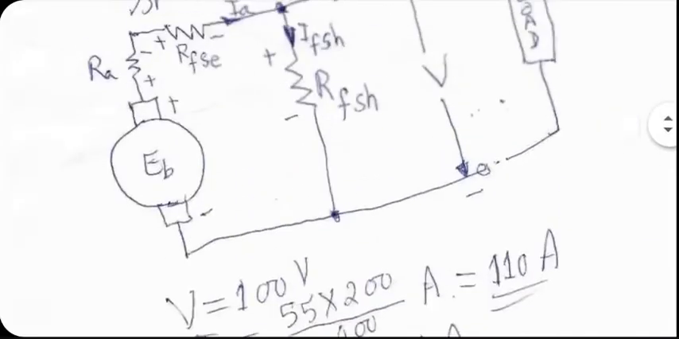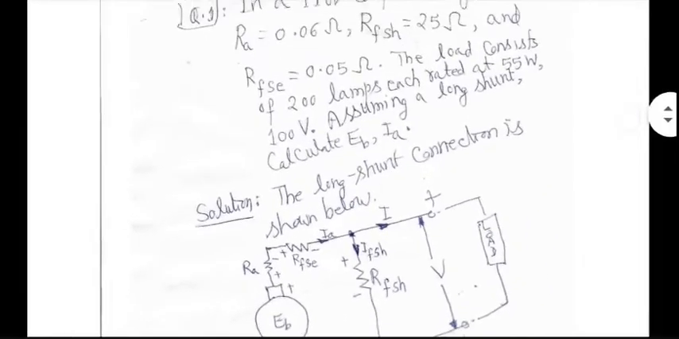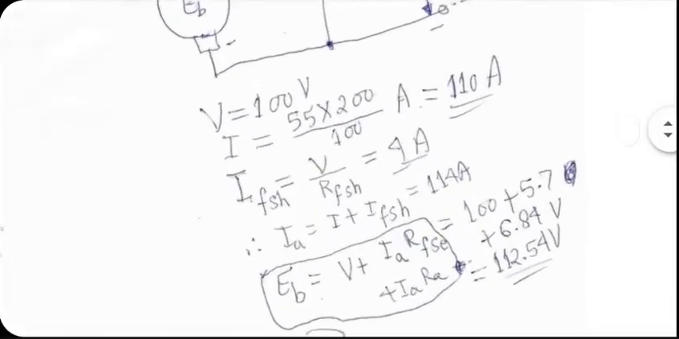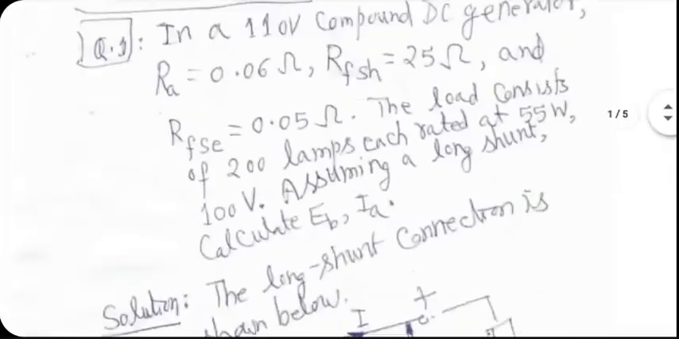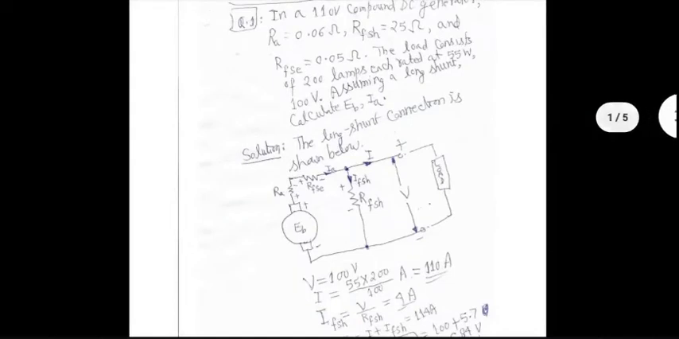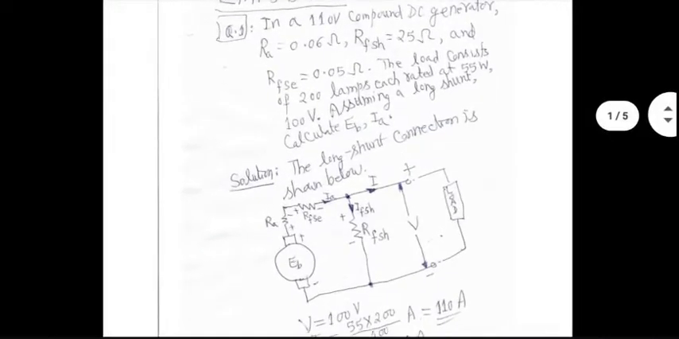Okay. Calculate EB. That is done. How about armature current? That we have already done. It is 114 amperes. That's it. Done. The important thing is to draw the equivalent circuit correctly based on what is given to you and then use KCL and KVL.